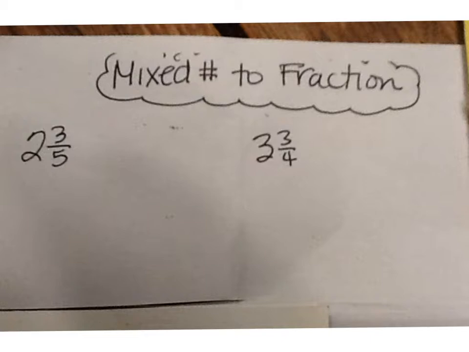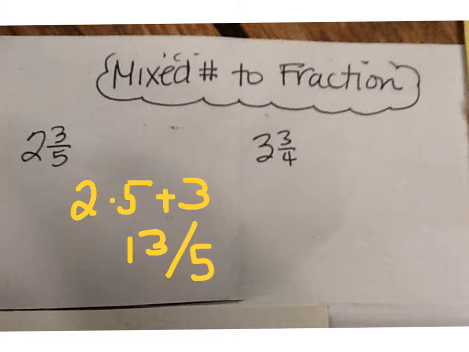You're going to take the 2 times the 5 and add it to the 3, so you're going to get 13, and you're going to put it over fifths. 3 times the 4, that's how many parts there are in the whole, and then the extra parts are the 3, so you're going to get 12 plus 3 is 15 fourths.